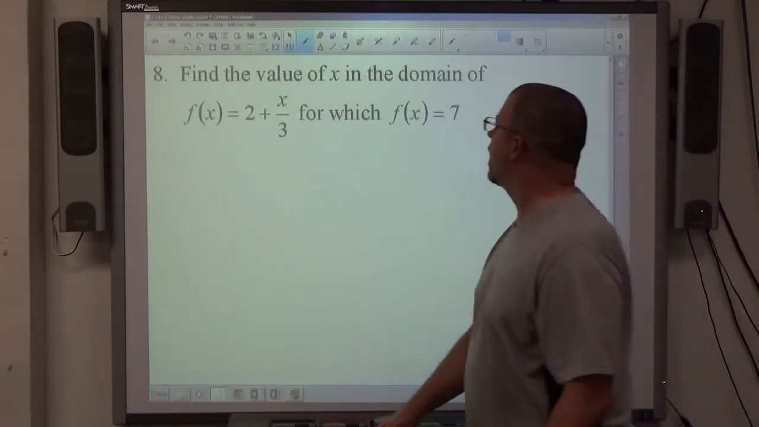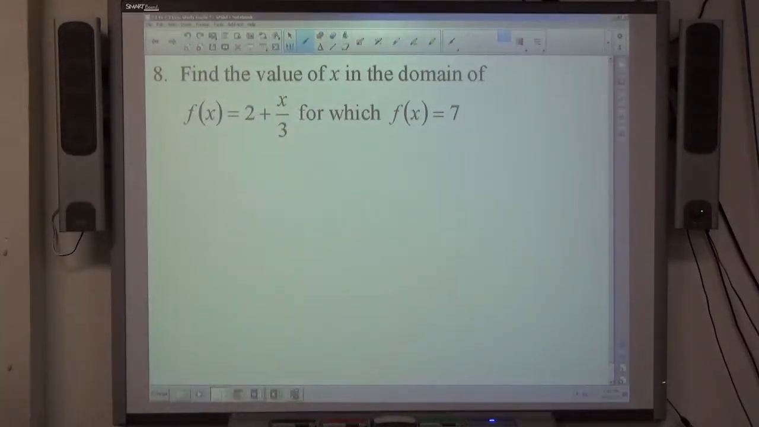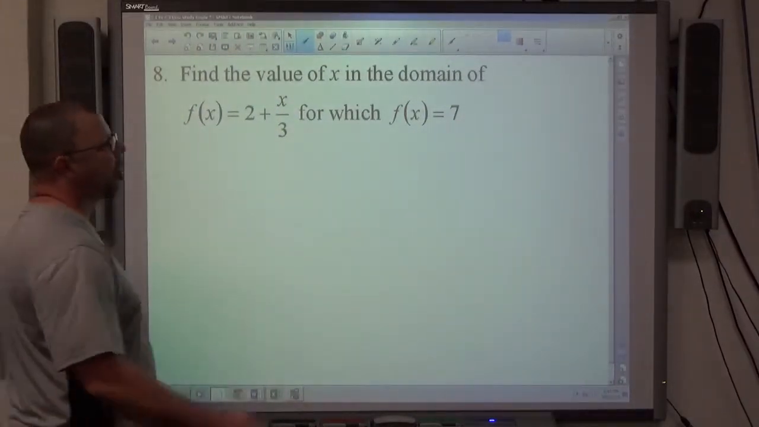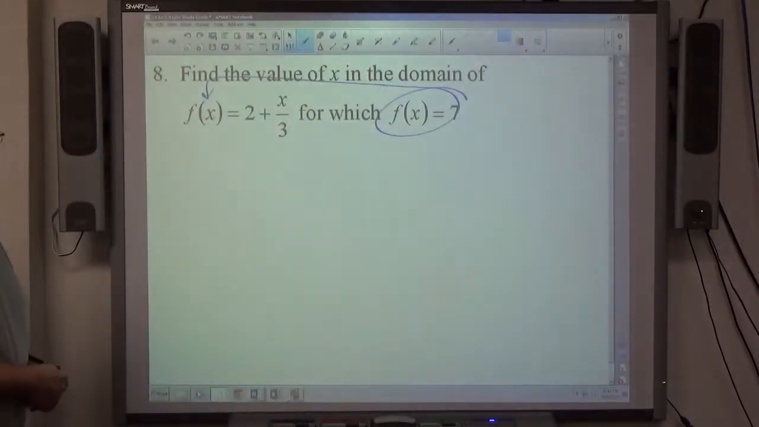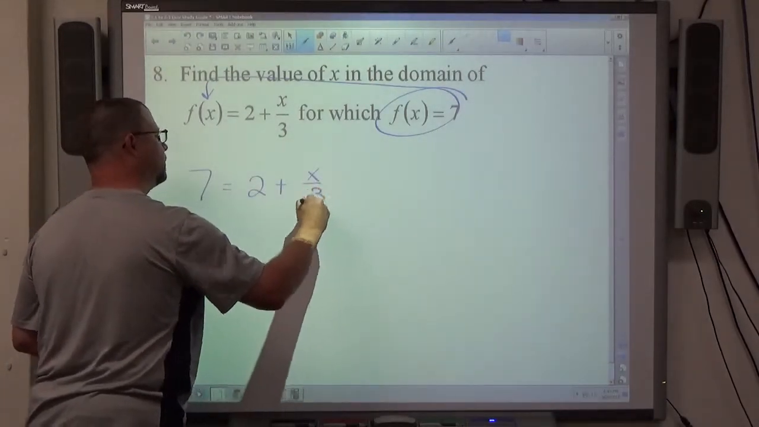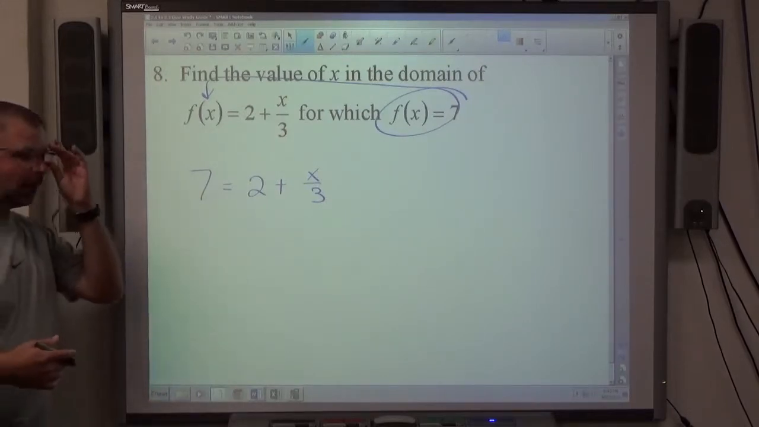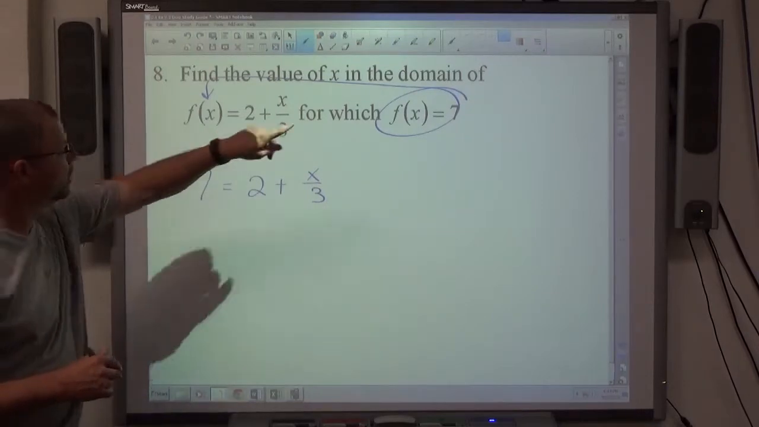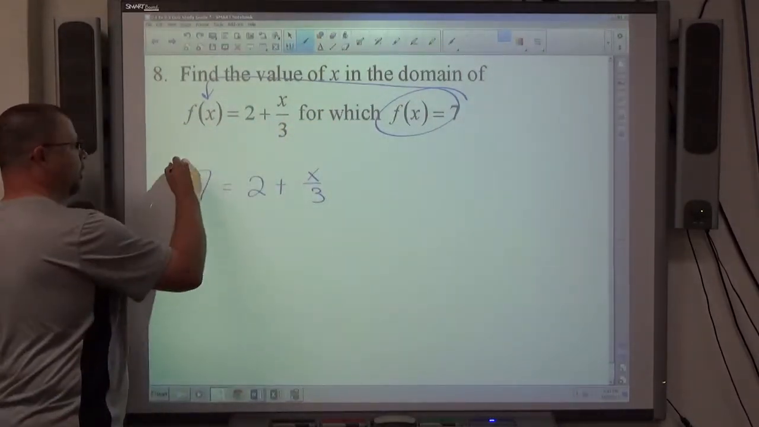Number 8, find the value of x in the domain of f of x equals 2 plus x over 3, for which f of x equals 7. All this means, change that to a 7 and solve. Once again, this is Algebra 1 level, I'd say about less than 25. If you're not getting these, you're not trying hard enough. So f of x equals 7, change f of x to 7, solve the equation.